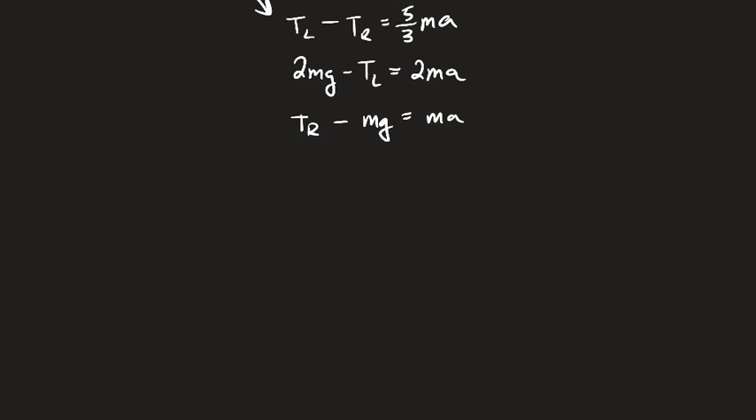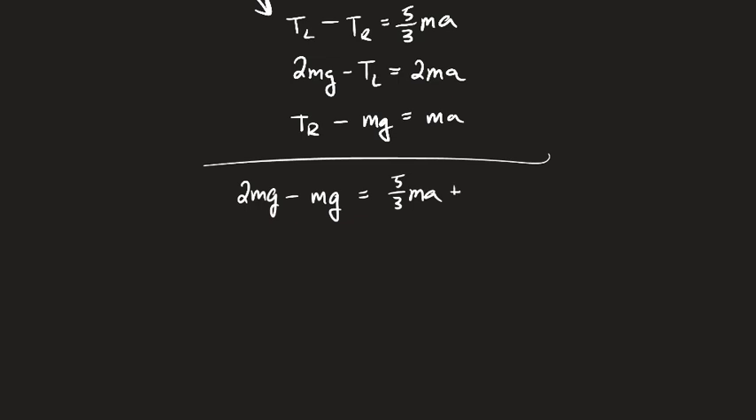But now I have three equations where if I add them together, all the tensions cancel. I have a positive tension here and a negative tension there. T_L cancels. I have a positive tension here and a negative tension there. T_R cancels. So when I add these three equations together, I get 2mg minus mg equals, let's go to the right side, 5/3 MA plus 2MA plus MA.